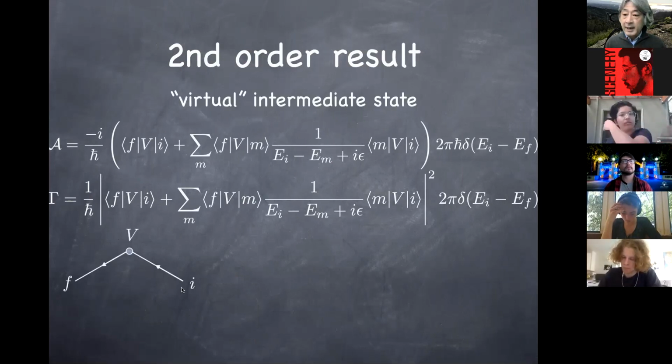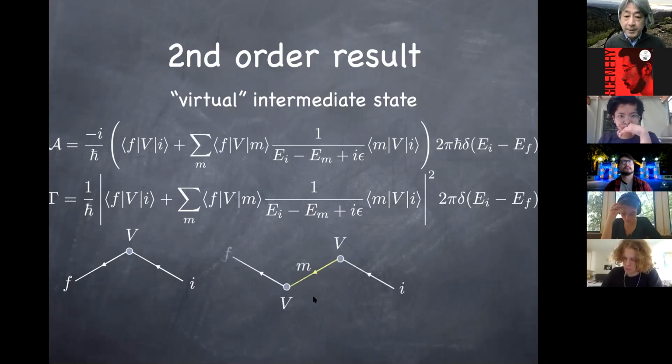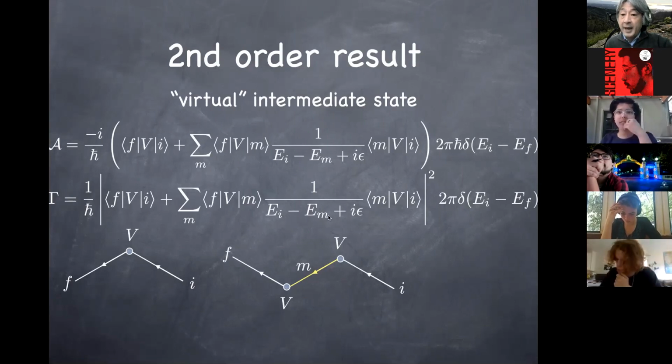And we came up with this little cartoon to depict these terms at various orders in perturbation theory. So the first order term can be depicted this way. Initial state hits this interaction Hamiltonian V, goes straight to the final state. On the other hand, the second order piece can be depicted this way. The initial state hits this interaction Hamiltonian V and goes through this yellow line called the propagator. And the propagator has this form of what is called energy denominator. And E_I and E_M are typically not the same. Therefore, it doesn't satisfy energy conservation. And that's why this state is virtual.